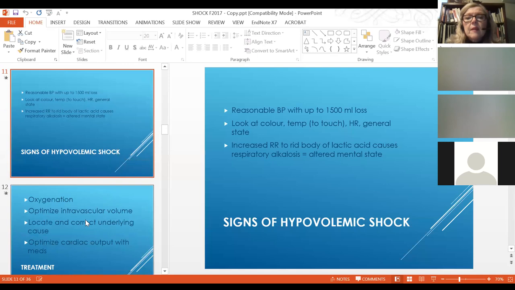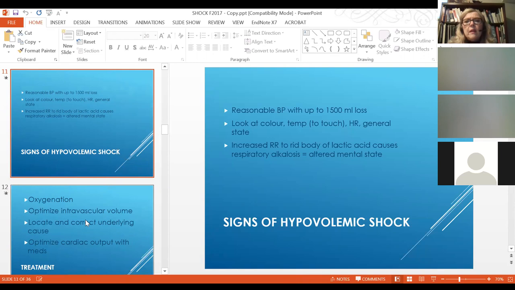And so the blood pressure, you maintain adequate blood pressure. You don't see vital sign changes at this stage. So the initial stages, you don't see any change in vital signs. Even at the compensatory stage, you don't see any change in vital signs. Your blood pressure is reasonable. You can experience up to 1,500 mils of loss.